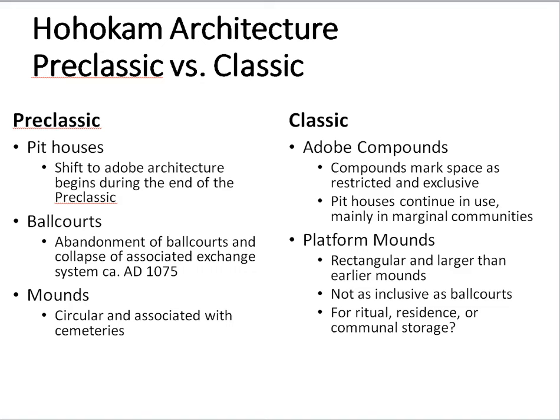These compounds mark space used by groups of households as more restrictive and exclusive. Pit houses continued to be used during the classic period, but primarily in more marginal parts of larger communities or in smaller, more isolated settlements. The forms of communal ritual architecture used to bring larger communities together for political and economic activities also changed, and also indicate increasing restrictions on access.